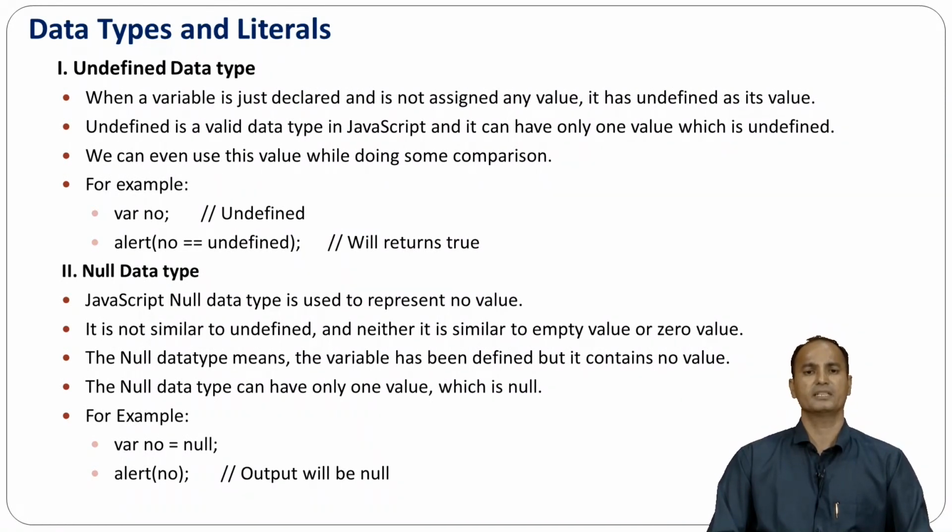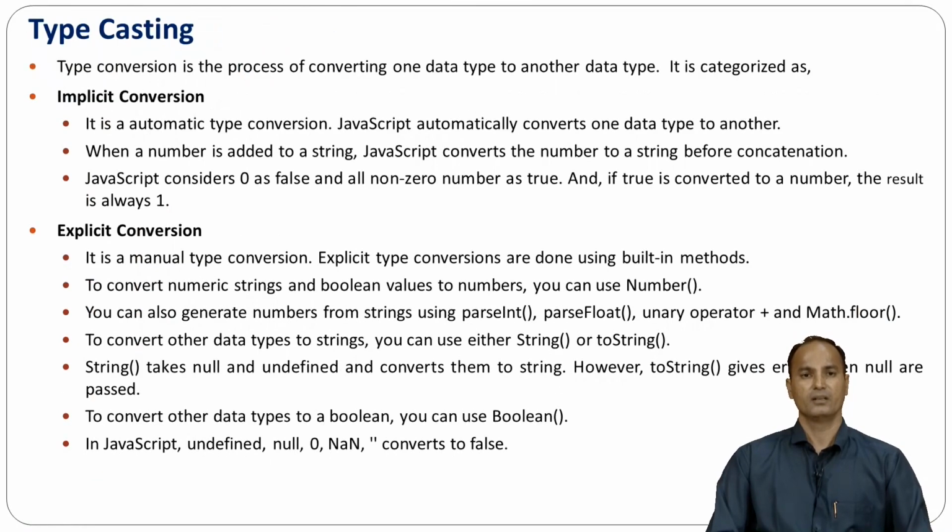The JavaScript null data type is used to represent a null or no value. It is not similar to undefined, and it is not similar to an empty value or zero value. The null data type means that the variable has been defined, but it contains no value. The null data type can have only one value, which is null. It is very important to understand the difference between undefined and null. It is not similar.